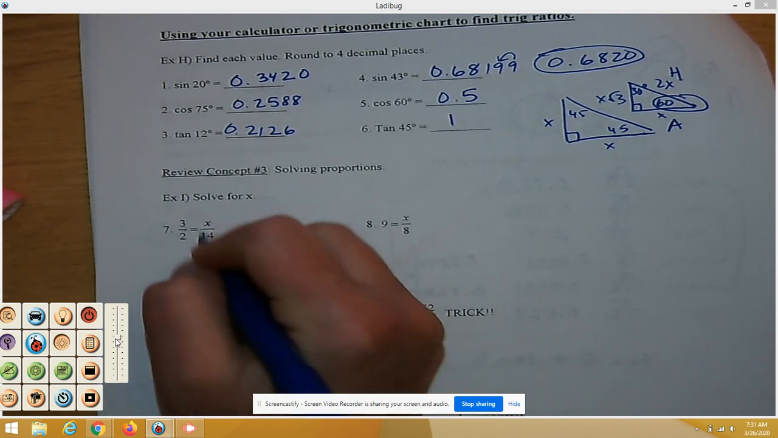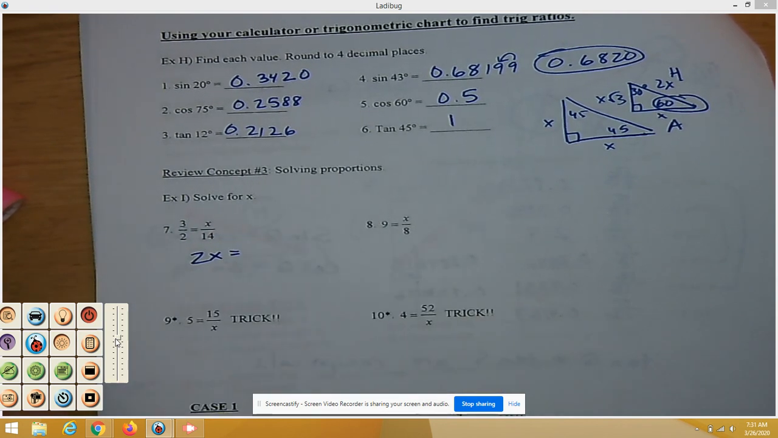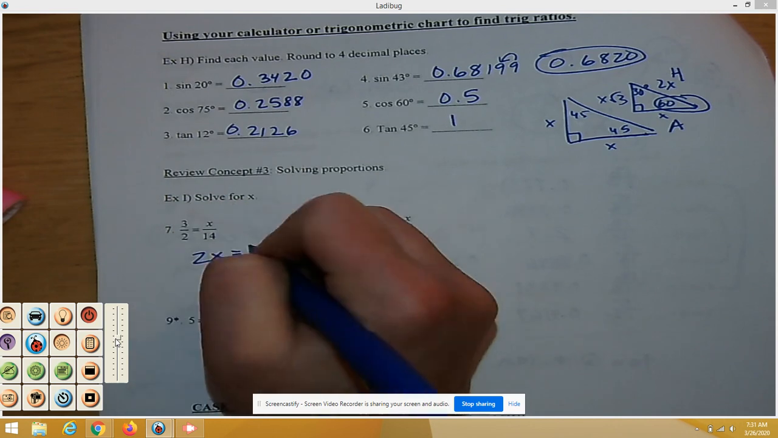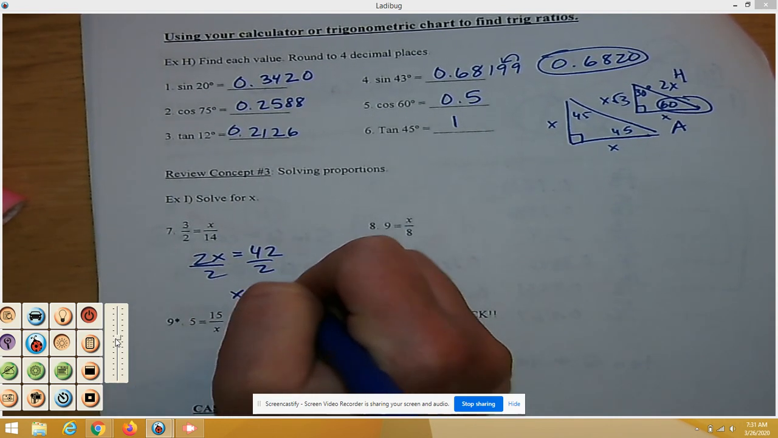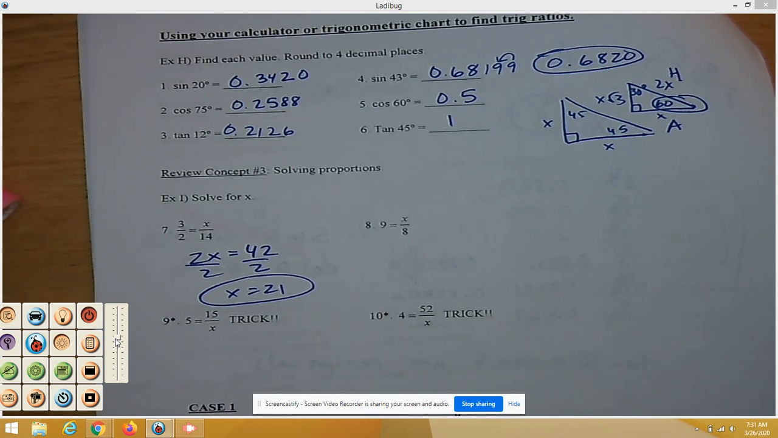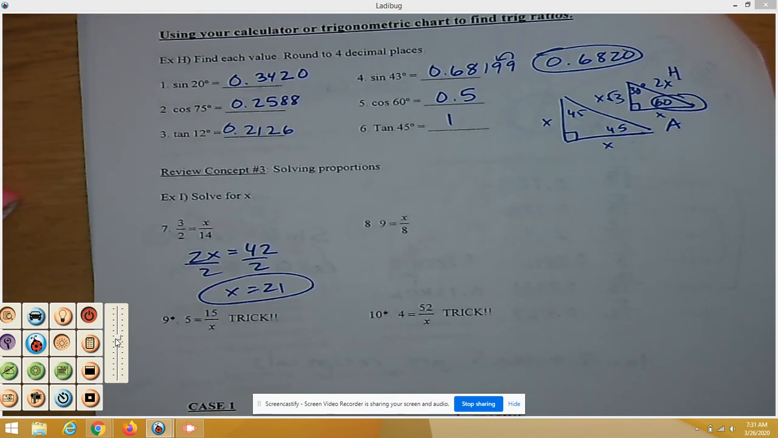Okay, I'm going to cross multiply. I'm going to get 2x equals 3 times 14, and I get 42. Divide each side by 2, and I'm going to get x equals 21. Okay? All right, and number 8, it's a pretty easy problem.